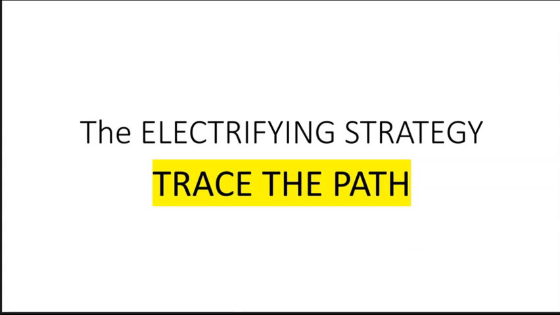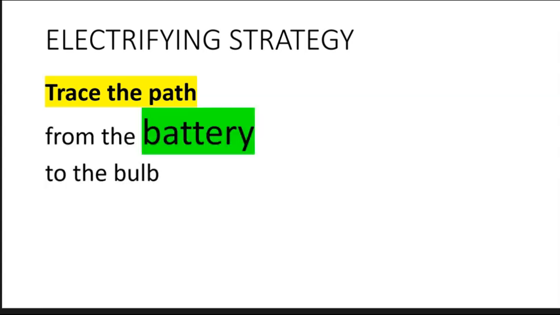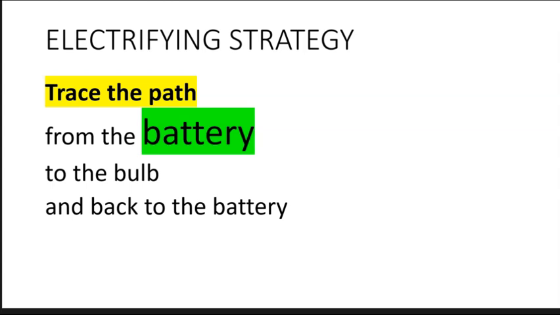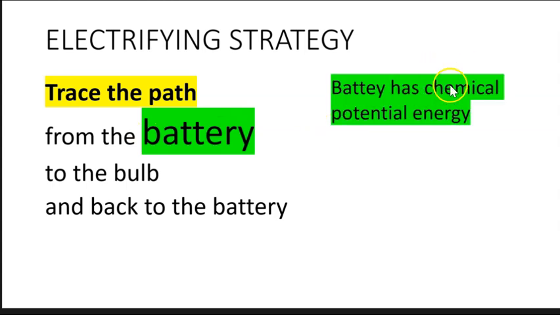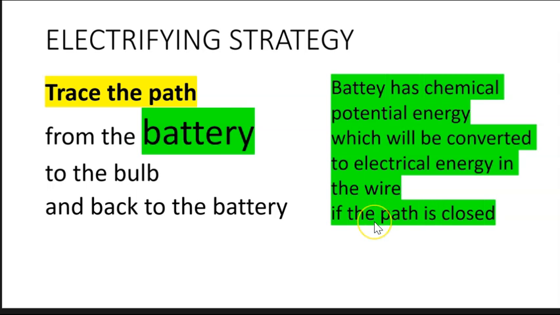And the electrifying strategy is trace the path. What do I mean by trace the path? It means tracing the path from the battery to the bulb and back to the battery again. The path must contain the battery because the battery has chemical potential energy which will be converted to electrical energy in the wire, provided that the path is closed.